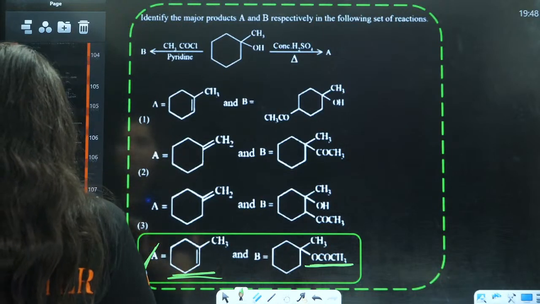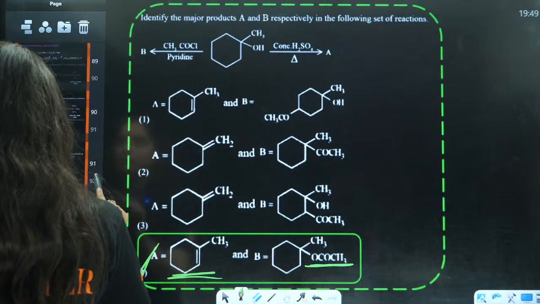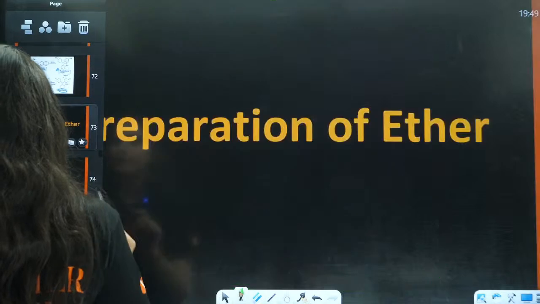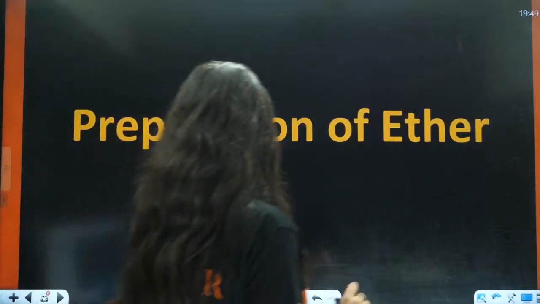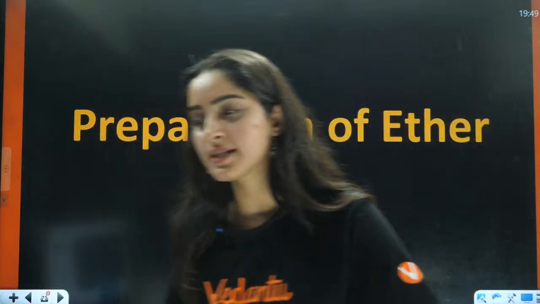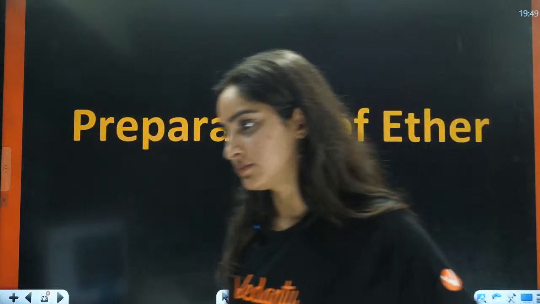Now we are left with just the ether part, right? Let us do that. Okay, guys, let us do the ether part.